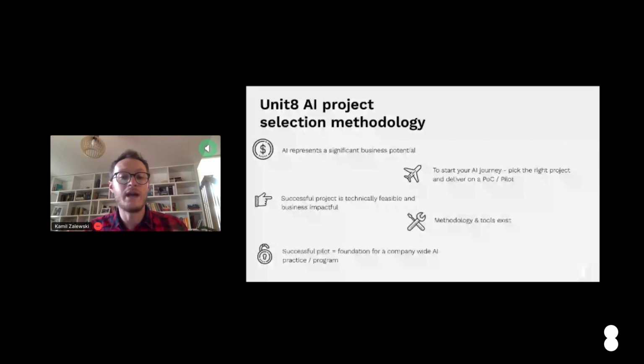I've shown you a methodology on how to select a project. There are, of course, more methodologies and tools that exist, but the one that I've shown you has proven to be successful over more than 40 projects. Again, feel free to leverage it. We're happy to help you with this as well.